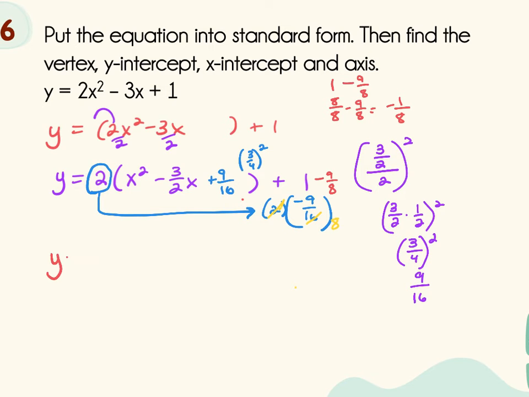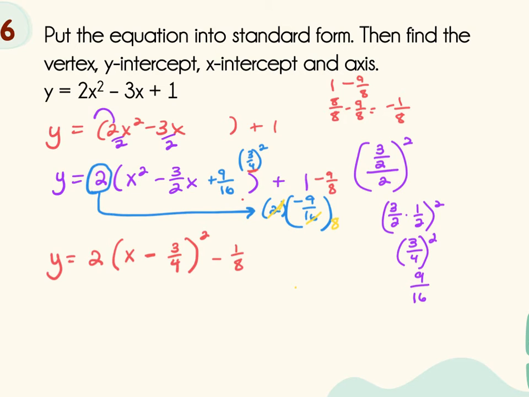So I get y equals 2 times the square root of the first term, the square root of the last term, which was what's inside the parentheses here, 3/4. Take the sign from the middle, put it in parentheses and square it, minus 1/8. There's your standard form.